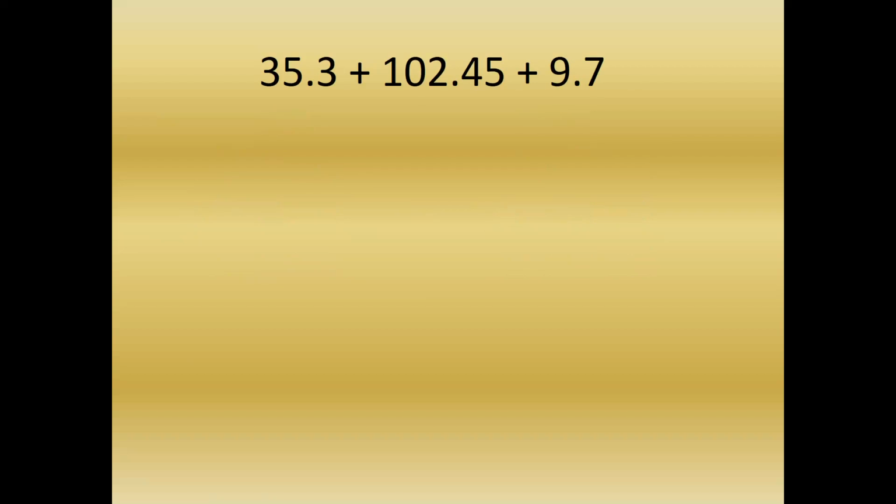So let's try another question. This time we're going to be adding 3 different decimals together. We have 35 and 3 tenths plus 102 and 45 hundredths plus 9 and 7 tenths. So let's line those up there. We have 35.3, and remember we want our decimal points to be lined up with each other. So we have 102 and 45 hundredths and 9 and 7 tenths.